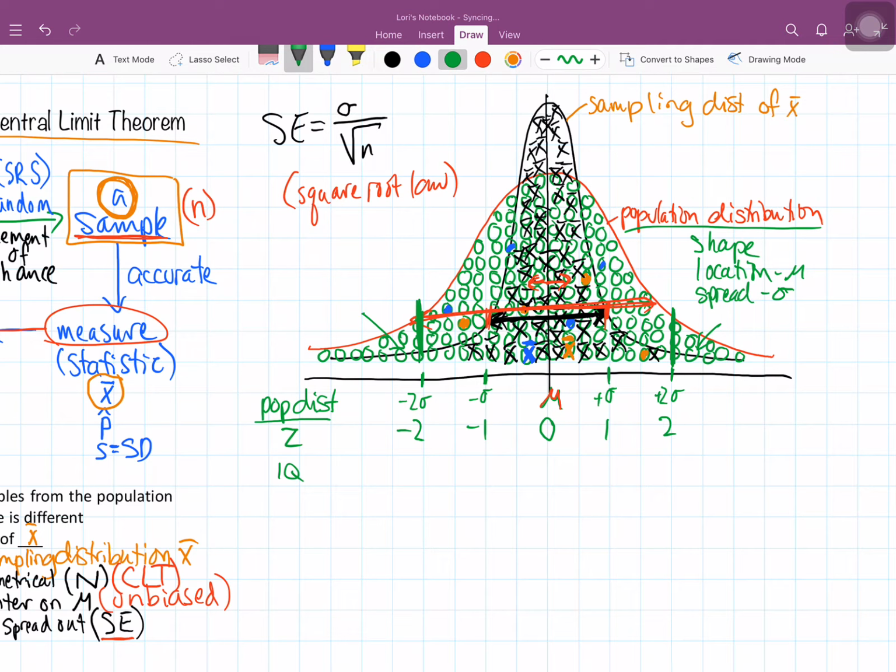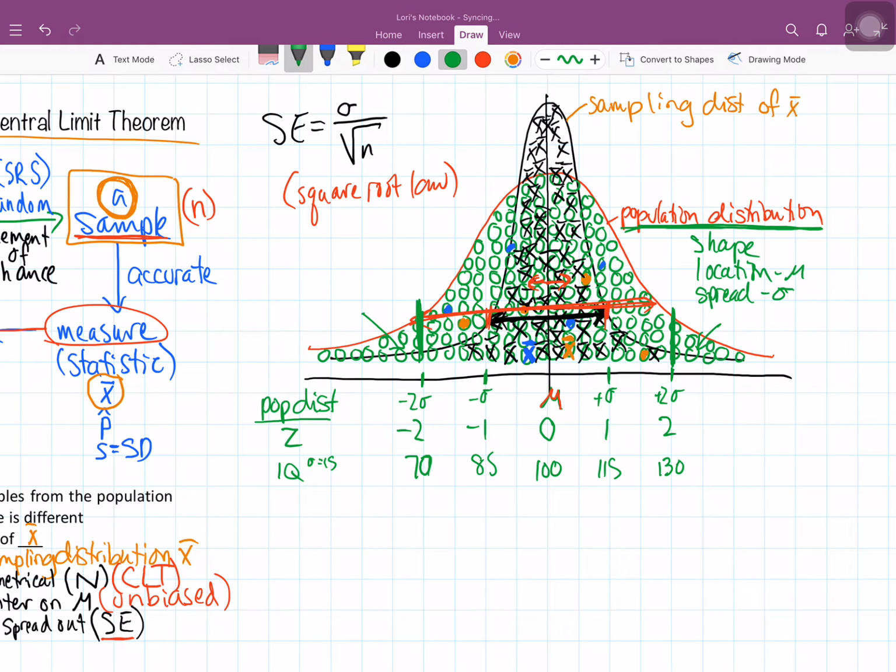Remember, the mean IQ is 100. Remember, the standard deviation of IQ is equal to 15. If we go plus 1 standard deviation above, that would be 115. Plus 2 standard deviations is 130. Minus 1 standard deviation below would be 85. And minus 2 standard deviations below would be 70. So that just gives us a shape for our underlying population.